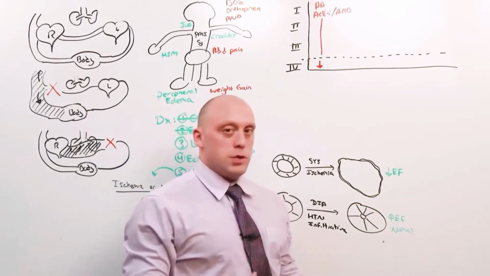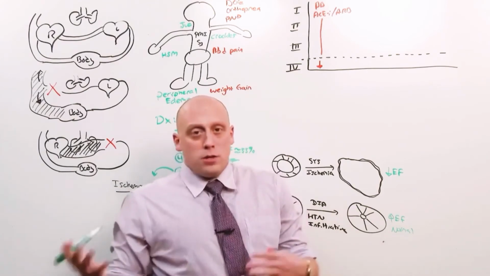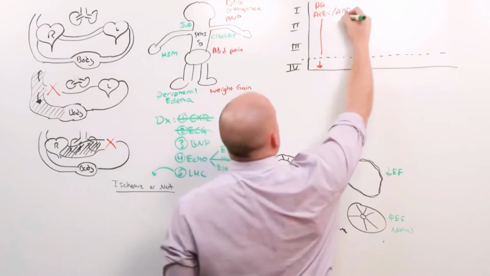Class 2 is going to be because of fluid. So as fluid begins to accumulate, you just got to get it off. And you do that with loop diuretics, like furosemide.